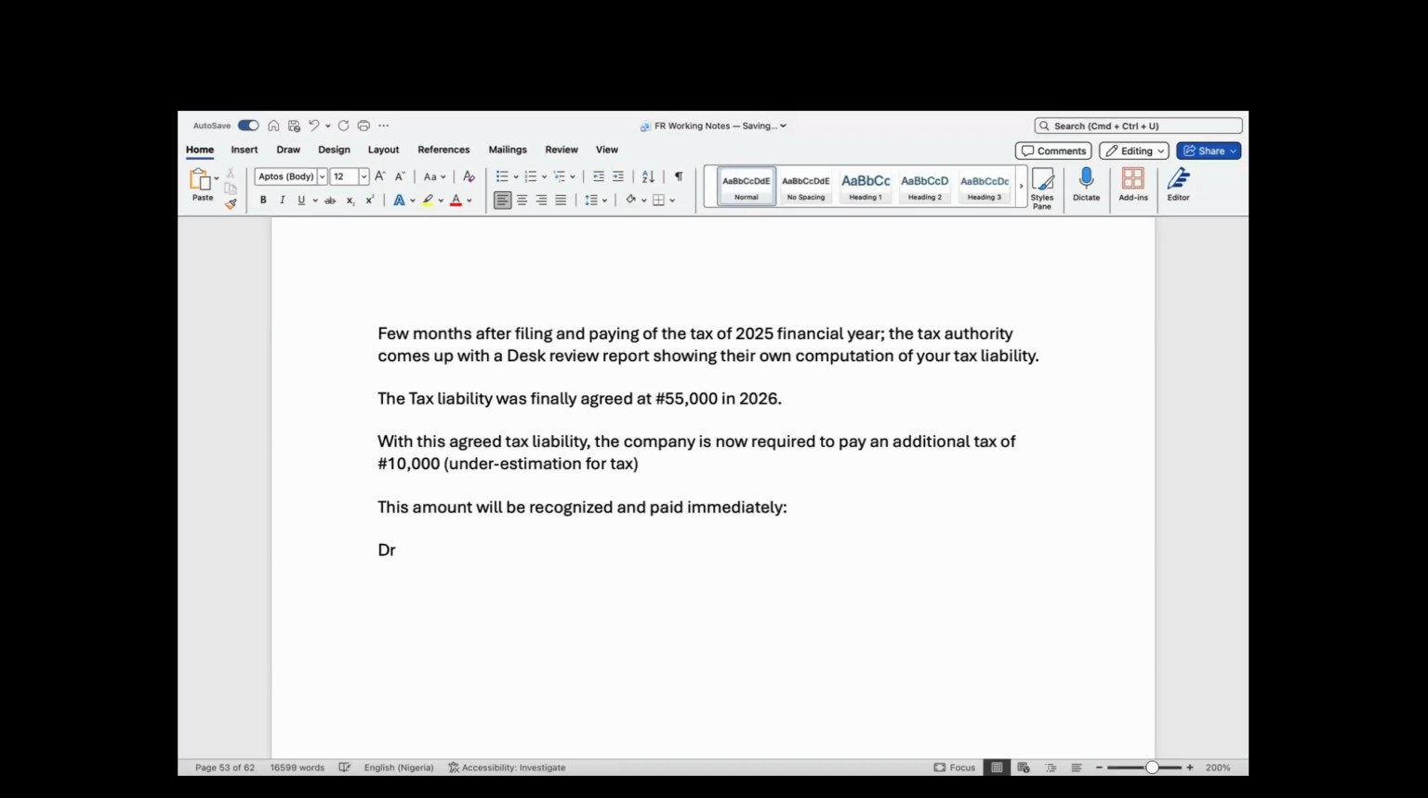Then usually we would debit underestimation for tax. That's the name of the account head. Usually it will also be under income tax expense account, but you describe it as underestimation for tax because it's an additional tax. You can credit tax liability or you just credit bank. If you credit liability, then when you pay it, you debit liability, you credit bank. So the liability goes off, right? So credit bank with how much? With the 10,000.